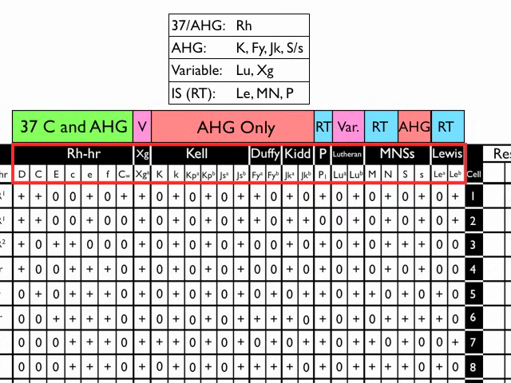And those antibodies are the Lewis antibodies, Lewis A, Lewis B, the M, N, and P antibodies. It's almost alphabetical, isn't it? L, E, M, N, and P.